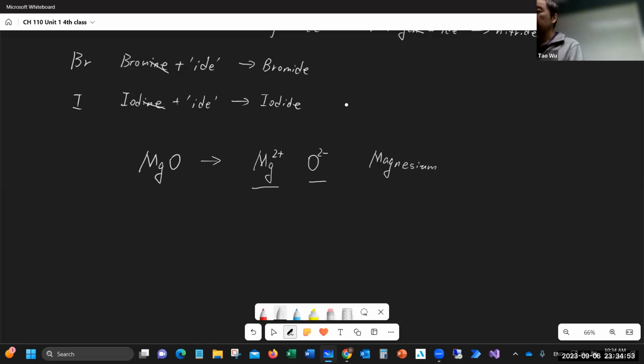Magnesium 2+ is just called magnesium. And this oxygen is an oxide. So that's why it's called magnesium oxide. And you need to double check, does magnesium have multiple different ions? You're looking at it here? No, so that's just magnesium. So that's called magnesium oxide, right?